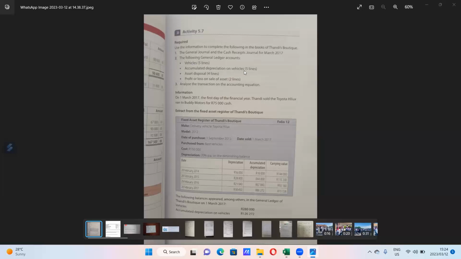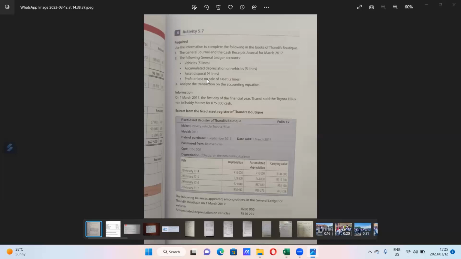In the nominal account section, I'm going to introduce you to a new account called asset disposal. We use this account to dispose of the vehicle. We are not going to do it in vehicles. We are going to transfer everything from vehicles to asset disposal and from accumulated depreciation to asset disposal. And then here, we work out whether we made a profit or a loss. And whether it's a profit or a loss, we move it to a new account called profit or loss on sale of asset.